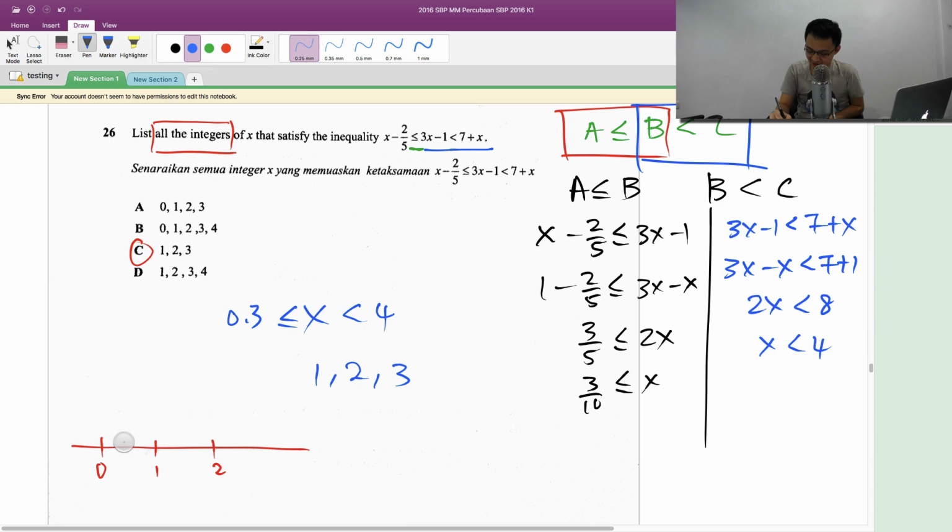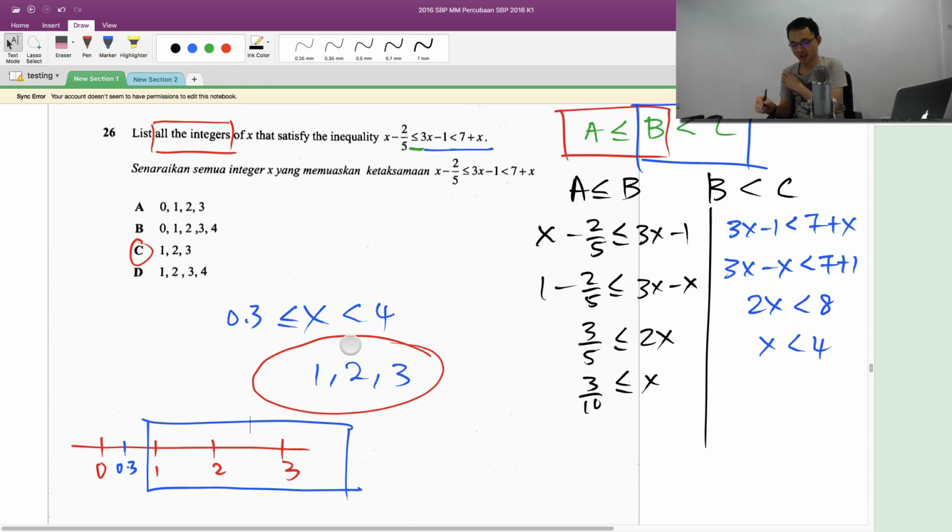Because 0.3 is here, x must be bigger or equal to 0.3. So we start from here to 3 only. So it will be 1, 2, and 3. Yeah, 0 is definitely an integer maybe. Yes, thanks to Anson for reminding me of that.